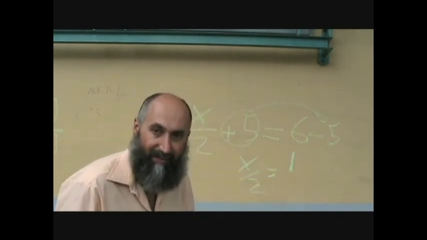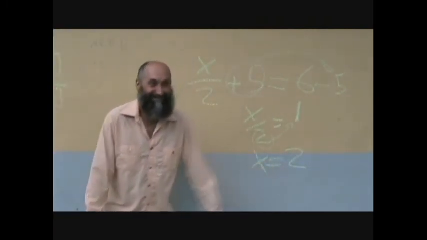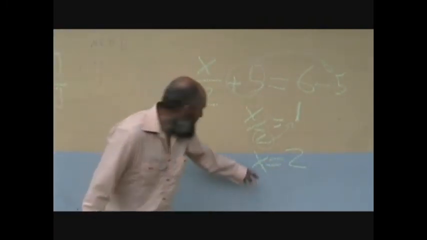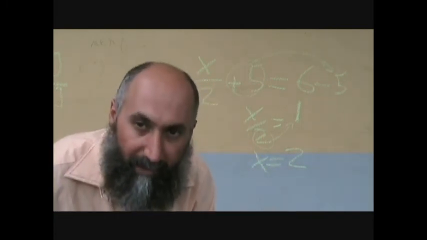Now this is as simple as this is going to get, right? So this guy just goes up here. So your final answer is x is equal to 2, okay? We're slowly going to build up these problems and make them more difficult, okay?